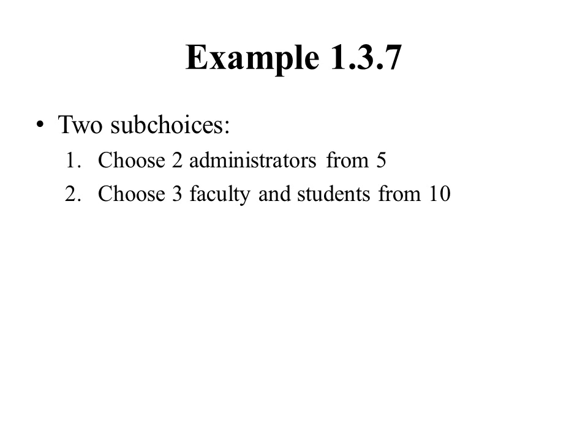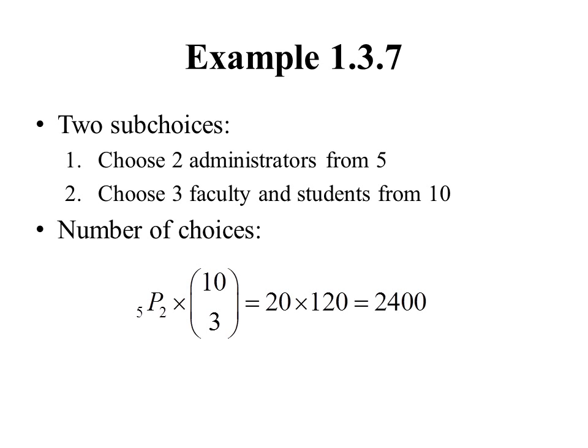Okay? And so the number of ways to make that first sub-choice is 5P2. It's a permutation problem. The number of ways to make that second sub-choice is 10 choose 3. It's a combination problem. And so using the fundamental counting principle, we multiply those 2 numbers to get our final answer of 2400.